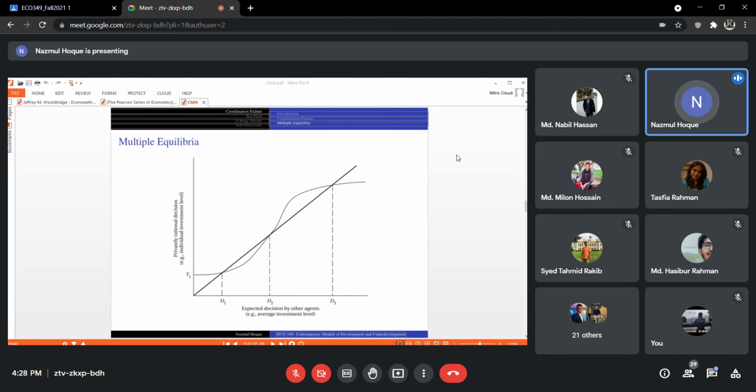So if you think about this diagram, for example, if we are initially at point D1, one option is to give the firm or the potential individual some incentives so that this S-shaped line shifts upward. Now, if this line shifts upward, all we have to do is give them enough incentives so that the average investment level moves to the right of point D2, right?